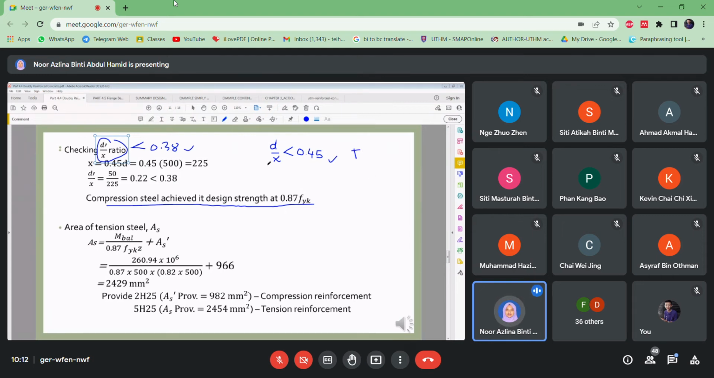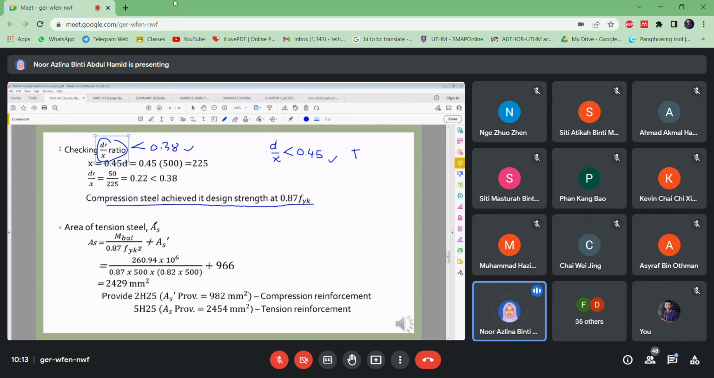Why we need to do the checking? Because we want to ensure that the section, the beam, is under reinforced. Once it is under reinforced, that means all the steel reinforcement achieves the yielding strength, achieves the yield point, achieves the design strength of 0.87 FYK.